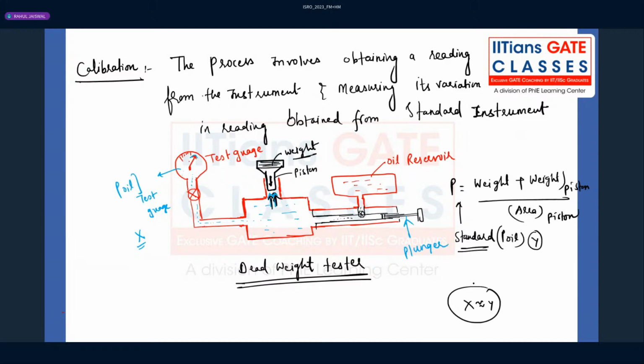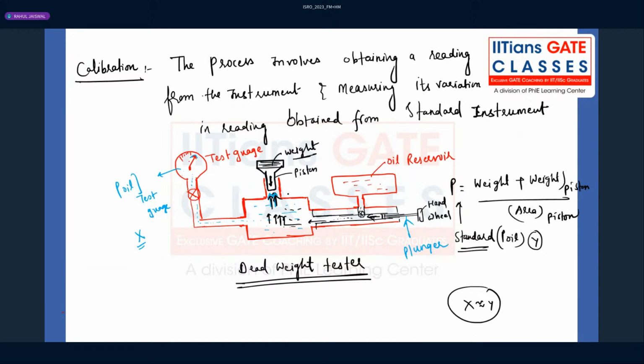Again, some of you might be thinking, why is there a plunger and this hand wheel? They are there for a purpose. When you start this experiment, the piston will start moving downward. You will push this plunger in this direction, pushing the oil so that it exerts pressure, and you will wait until this weight and the pressure force by this oil are balanced out. Till then you will operate this hand wheel.